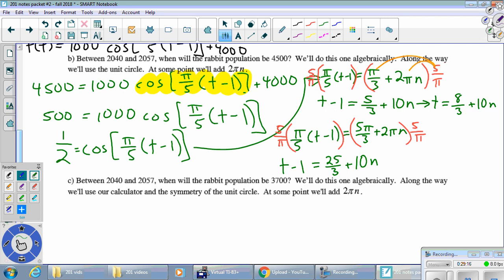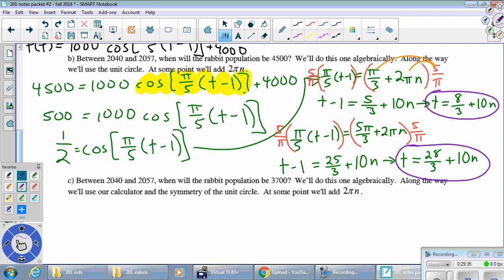And then lastly, we'll add 1 to both sides. The 1 plus the 25/3 gives me 28/3 plus 10n. So those 2 things, we'll circle them in purple, represent every single solution to this equation right here.